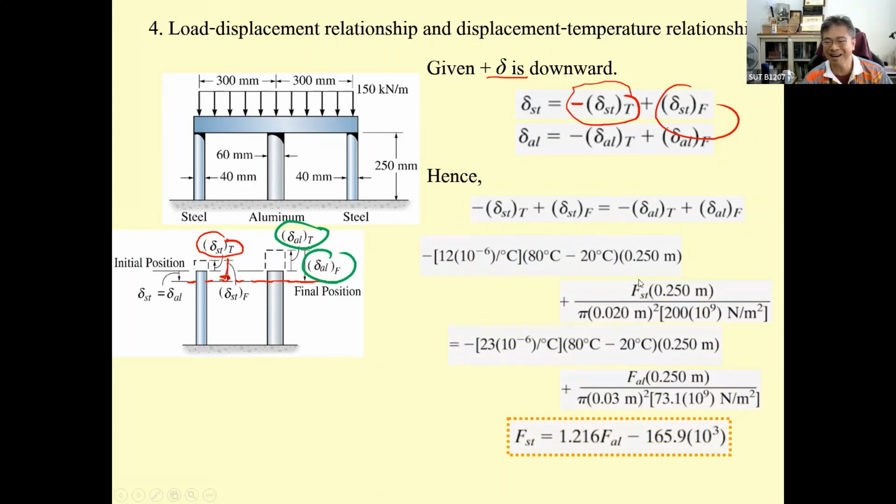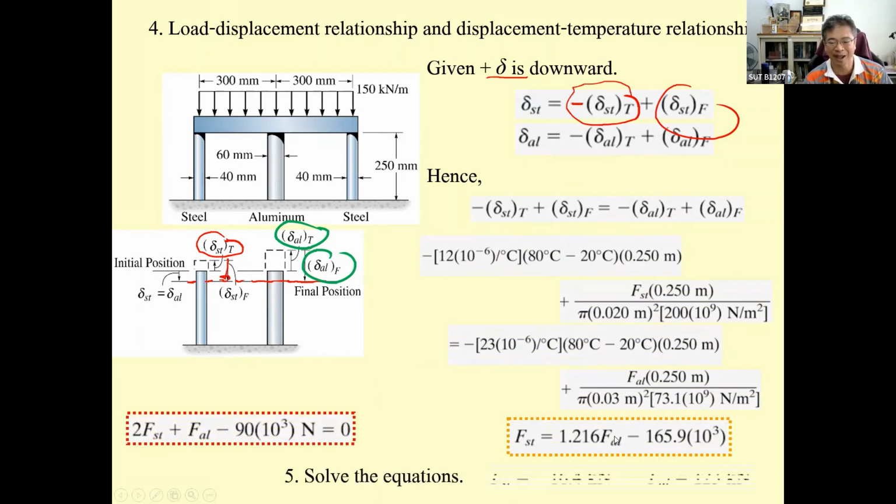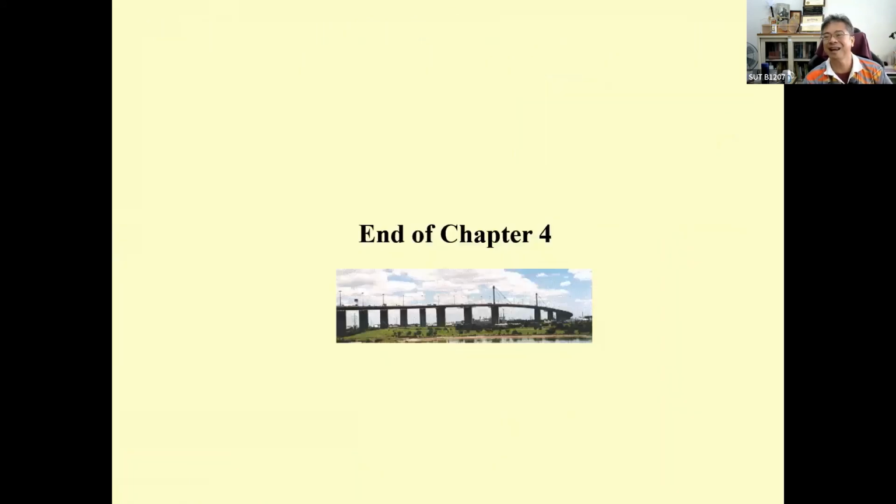So the hard part is putting everything together like this. Be careful. You have two equations to solve for the force in the steel column and the force in the aluminum column. You can get this one easily. That's the extra knowledge you may have. And this is the end of chapter 4.